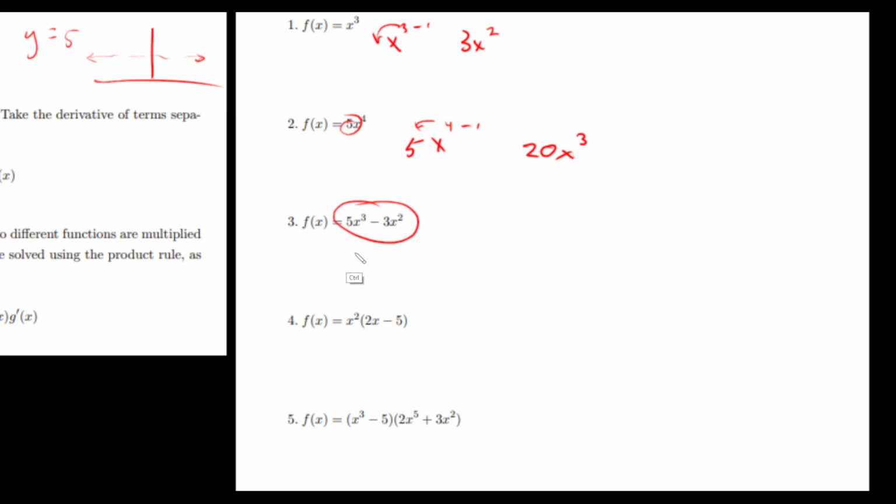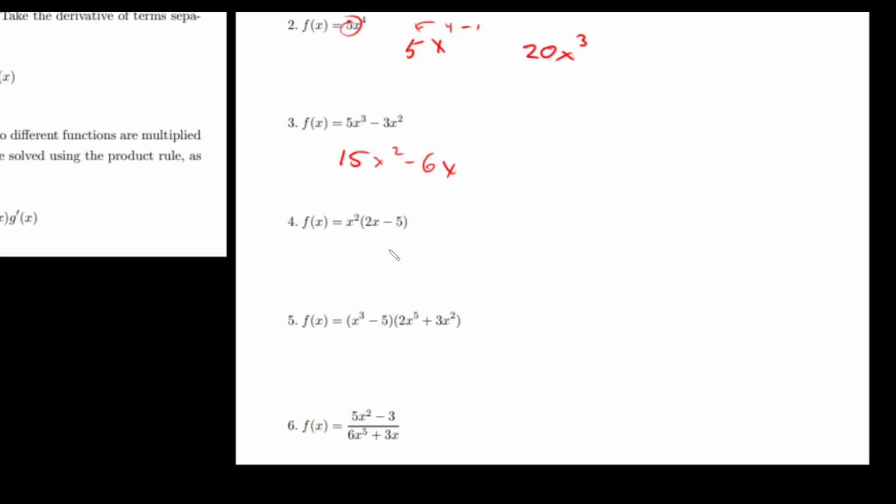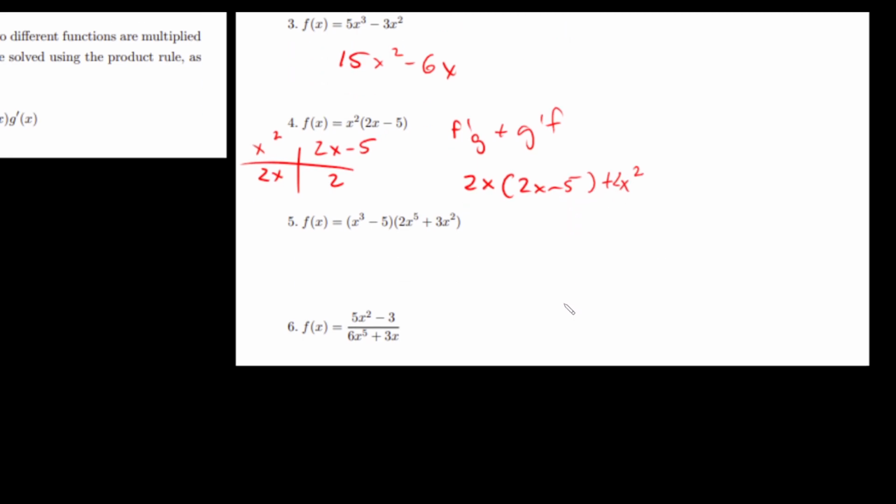Next one, there's two terms, but we can just take the power rule of both, and we get this. This one, product rule. X squared, and the derivative is 2x. 2x minus 5, derivative is 2. It's f prime g plus g prime f. F prime is 2x times 2x minus 5 plus x squared times 2. And we'll just write it like that.